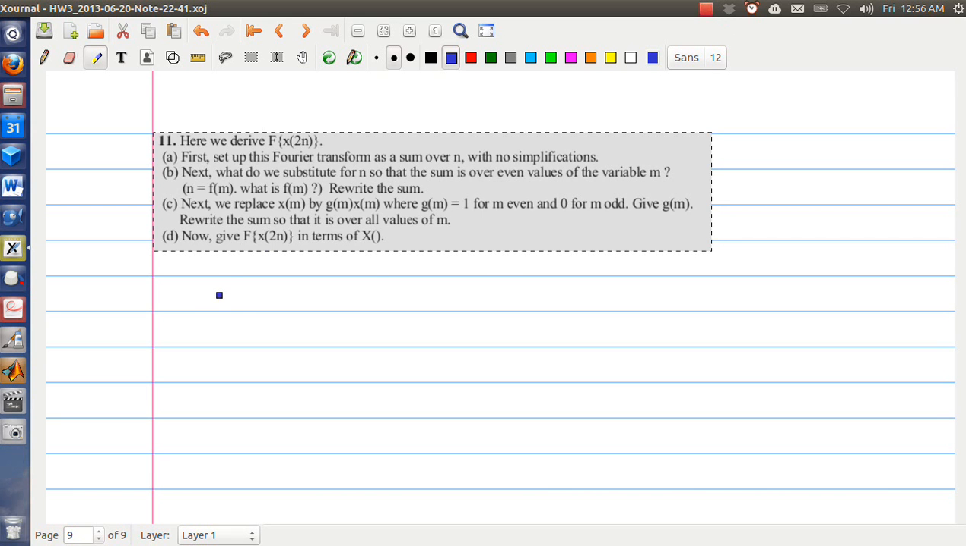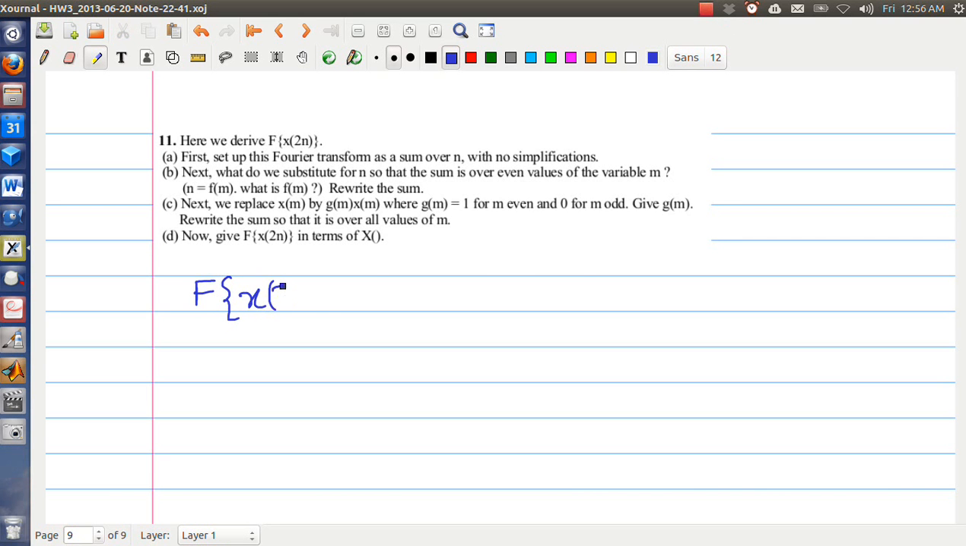In problem 11 we derived the Fourier transform of x of 2n. The problem itself has broken up the derivation into small steps. First, set up the Fourier transform as a sum over n with no simplifications. So the Fourier transform is supposed to be the sum over n going from negative infinity to infinity of the function x of 2n e to the negative j omega n.